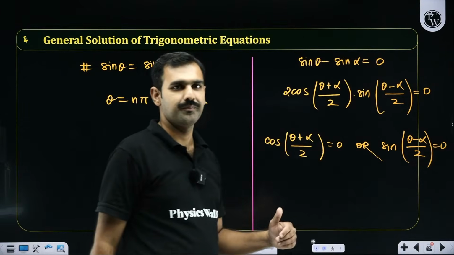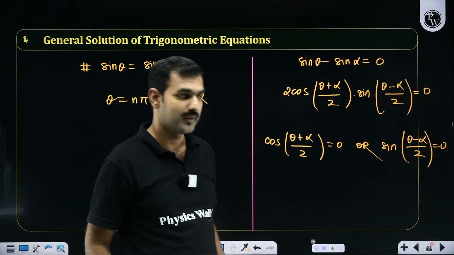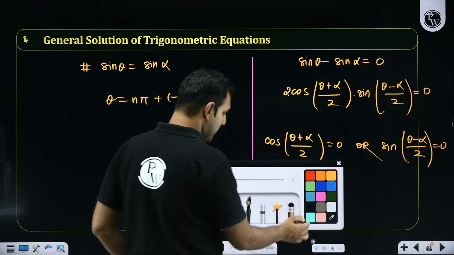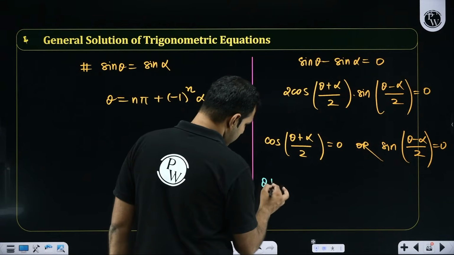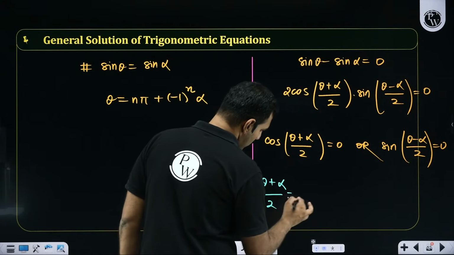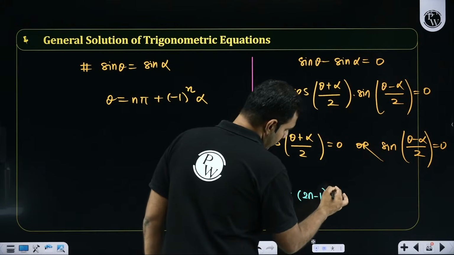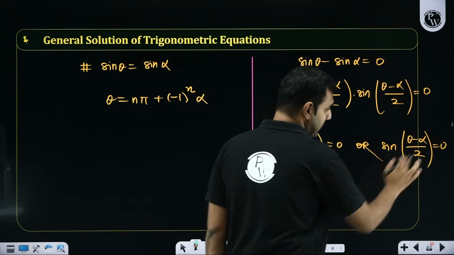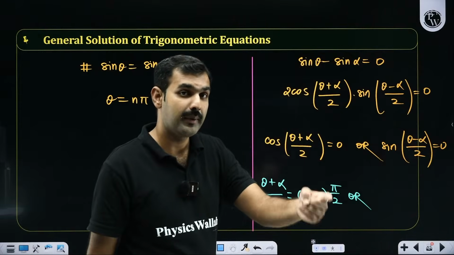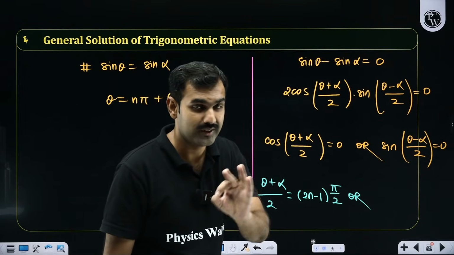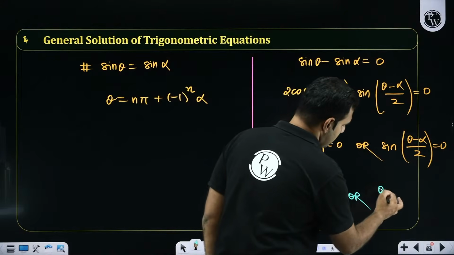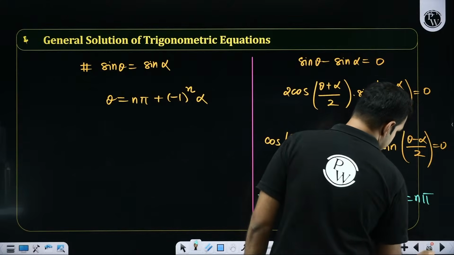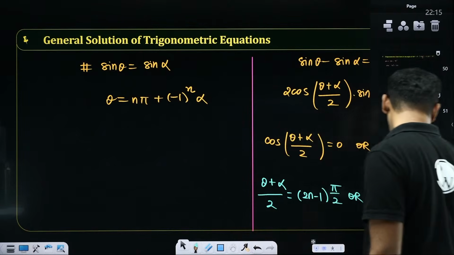Cos is 0 at all the odd multiples of pi by 2. Remember that? So I'll say that this (theta plus alpha) by 2 will be (2n minus 1) pi by 2. And in this case, sine of something is 0, so that is n pi. Any multiple of pi gives you sine 0. So this (theta minus alpha) by 2 will be n pi. Everybody processing this, comfortably getting it, all the participants?